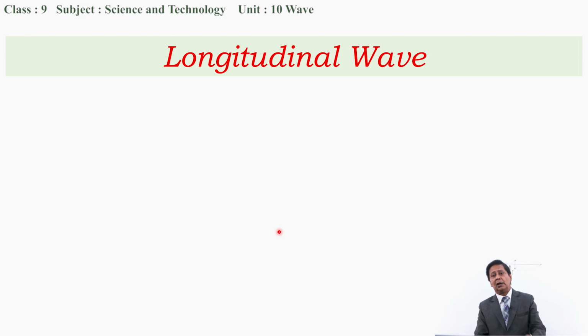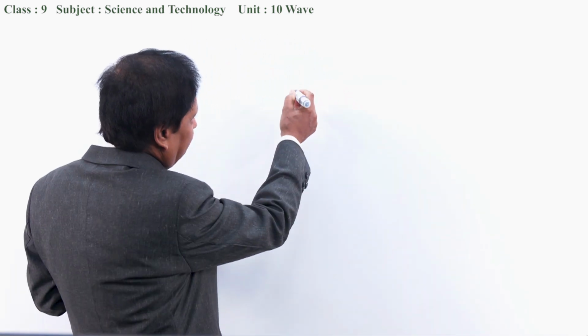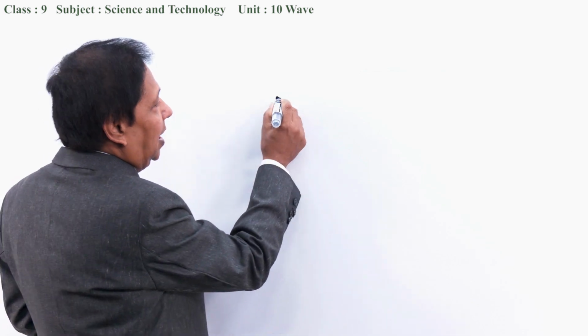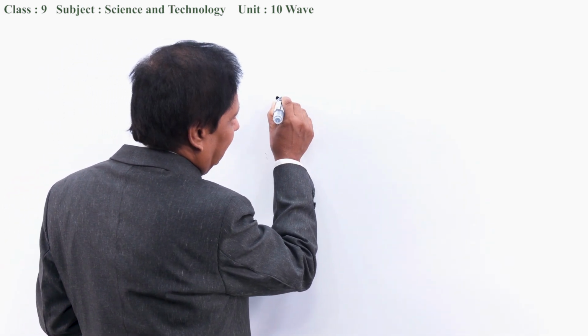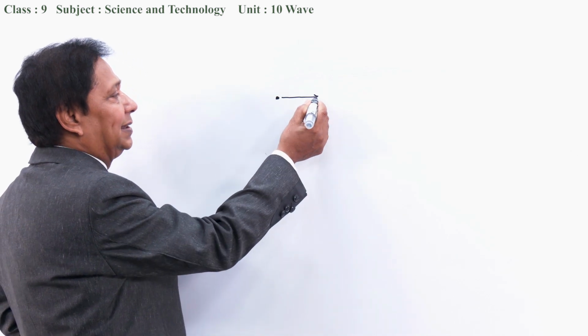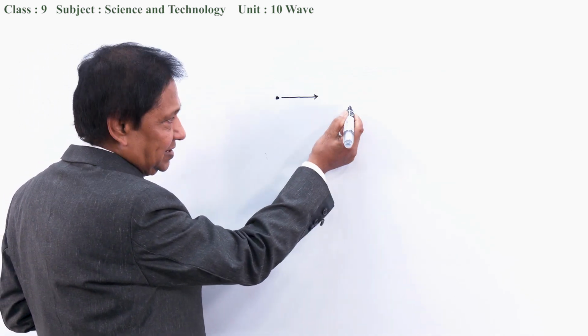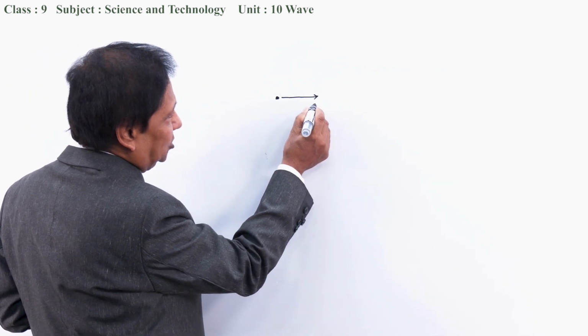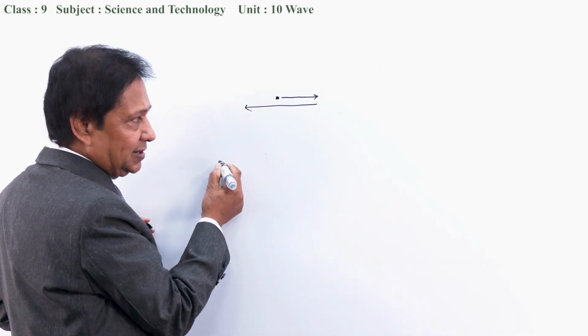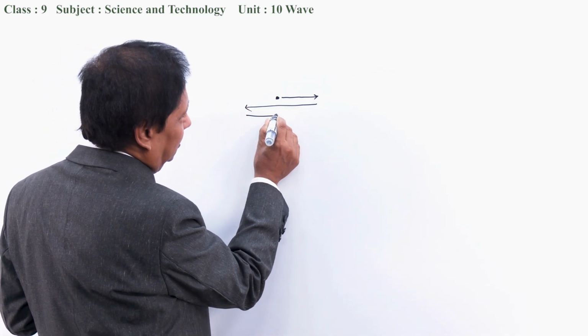Now let's talk about the longitudinal wave. How can we understand this longitudinal wave? Okay, I want to show it with a diagram. Let's say we have a particle here and it is moving in this way. It reaches maximum displacement, the extreme point on the right hand side, and again comes back and goes to the extreme point on the left hand side and again comes back to the mean position.